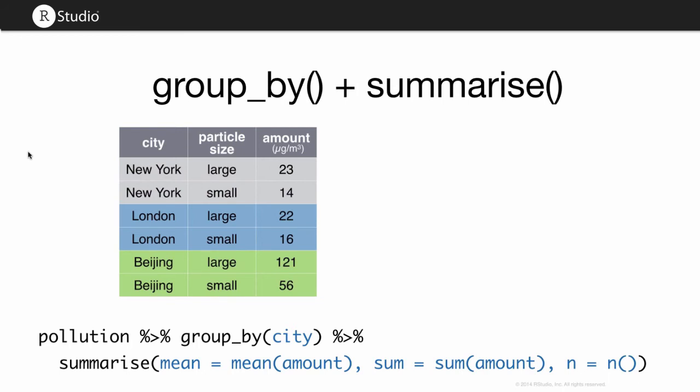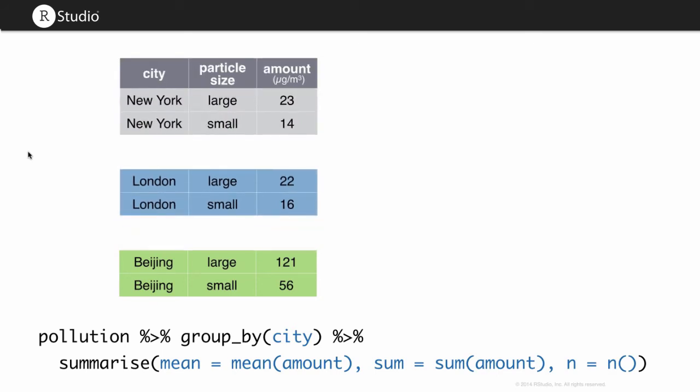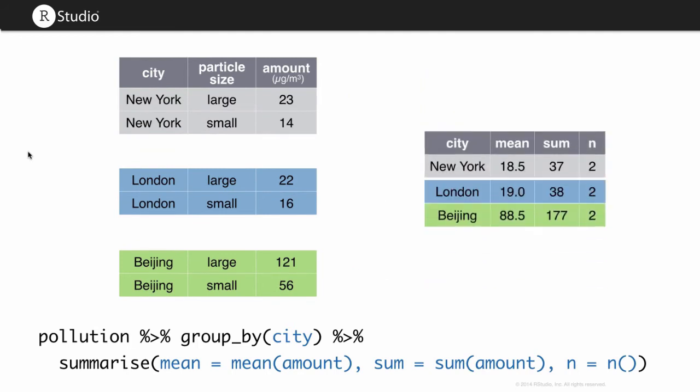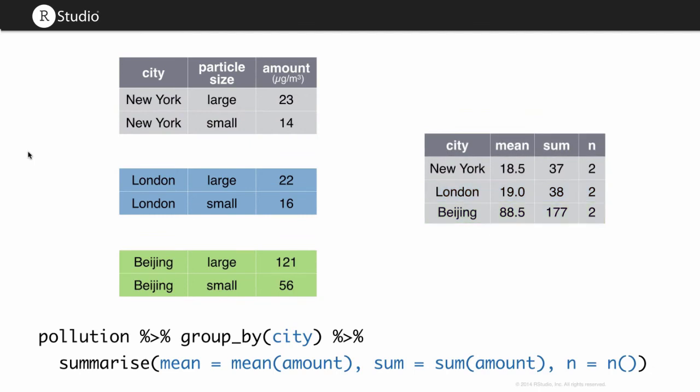So here, if I first group by city and then summarize to calculate a mean, sum, and n variable, dplyr is going to split the data into groups conceptually. It's going to apply the summary to each of the groups separately and put those summaries back together into a final data frame. And this will be my result. This is how you could get group statistics or groupwise summaries from your data.